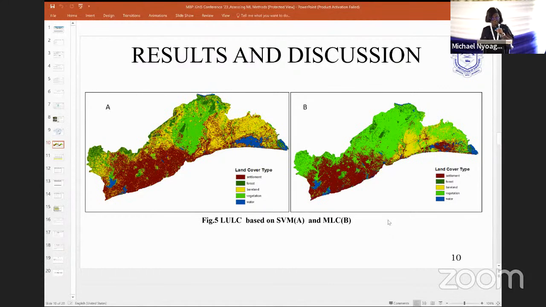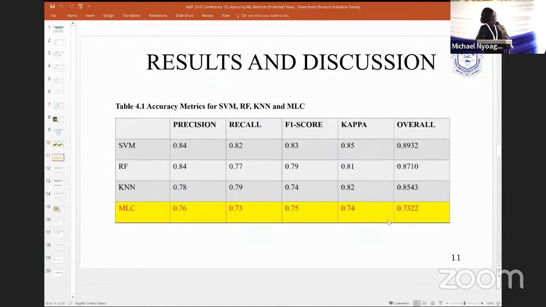Now when we checked, we realized that overall, for the entire work that was done, the support vector machine had a precision of 0.84. And then it had a recall of 0.82, an F1 score of 0.83, a kappa of 0.85, and an overall accuracy of 0.89. Now the recall is telling us how it was able to learn. Then the precision is telling us how it was able to predict. So when we look at the maximum likelihood classifier, which is highlighted in yellow, we see that it learned at a rate of 0.73, and it predicted at a rate of 0.76.